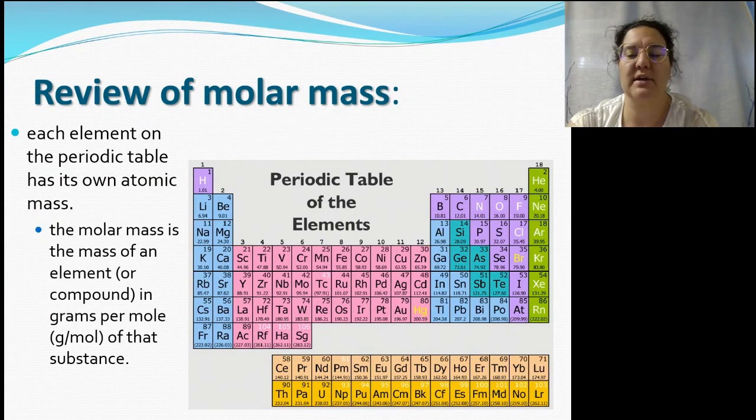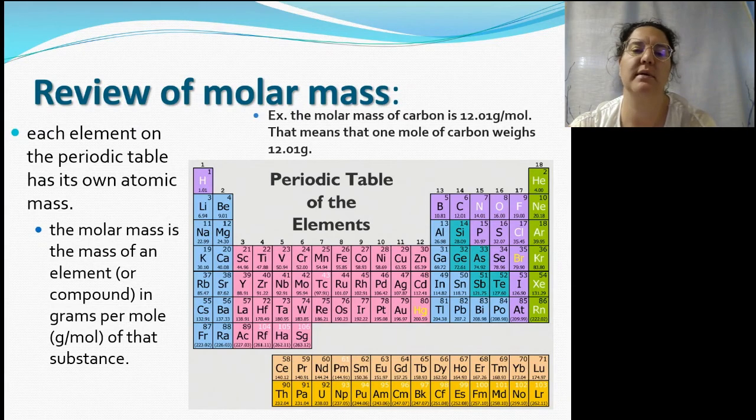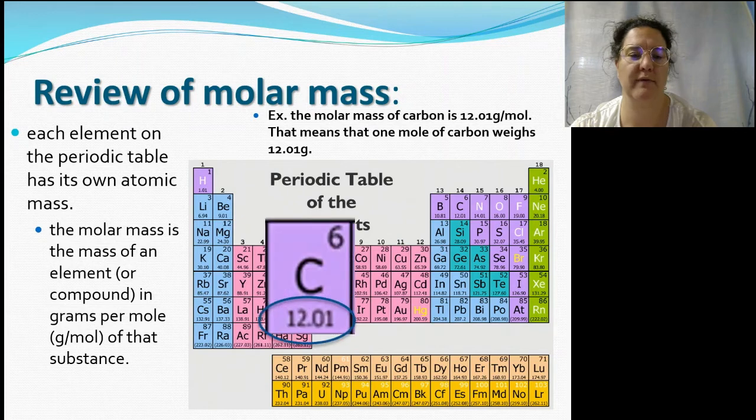So every element on the periodic table has its own atomic mass, and the molar mass is the mass of an element in grams per mole of that substance. So different elements have different molar masses, which means the weight of 1 mole will be different for those elements. So the molar mass of carbon is 12.01 grams per mole. This means that 1 mole of carbon weighs 12.01 grams. This will be different than oxygen, which weighs 16.00 grams. This is where we find the molar mass of elements on our periodic table.